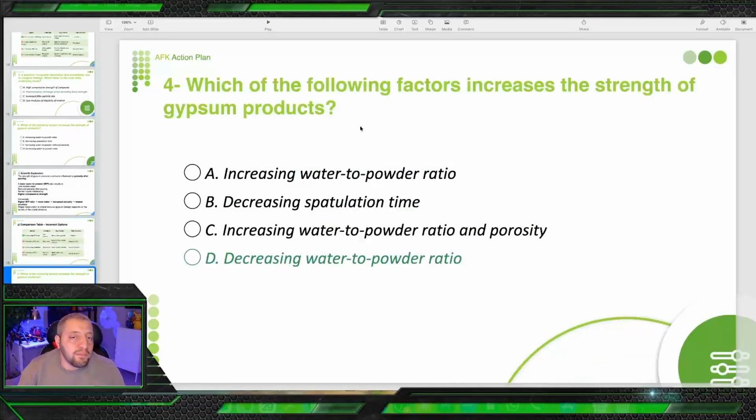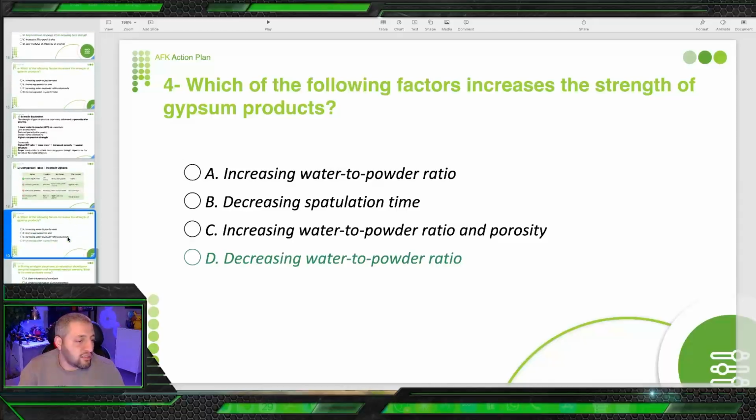The gypsum product and how it mixes, how the setting reaction and hygroscopic expansion, the setting expansion, this is a very important topic. You need to understand it. I'm sorry for that. It's an annoying topic, but you need to understand it. Go watch some videos on YouTube from your course, from your material, but this topic, you need to understand it.